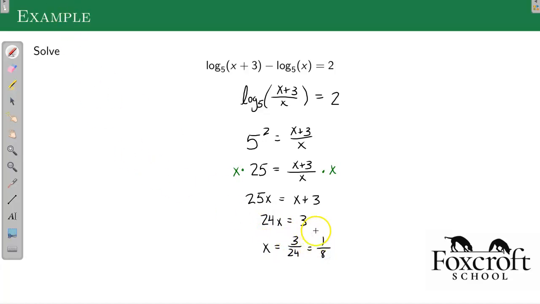And does 1 over 8 work? 1 over 8 here is positive. 1 over 8 plus 3 is still positive, so this is actually the answer.